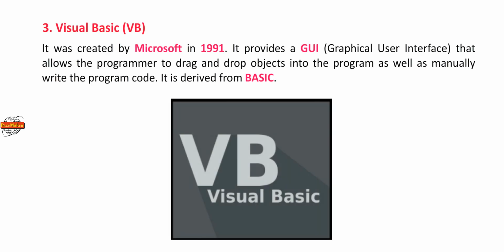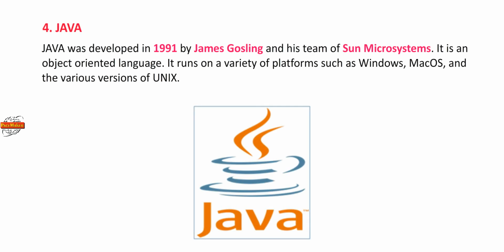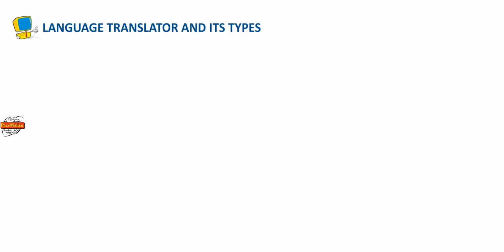Visual Basic, VB. It was created by Microsoft in 1991. It provides a GUI, graphical user interface, that allows the programmer to drag and drop objects into the program, as well as manually write the program code. It is derived from BASIC. Java. Java was developed in 1991 by James Gosling and his team at Sun Microsystems. It is an object-oriented language and runs on a variety of platforms such as Windows, Mac OS, and the various versions of Unix.